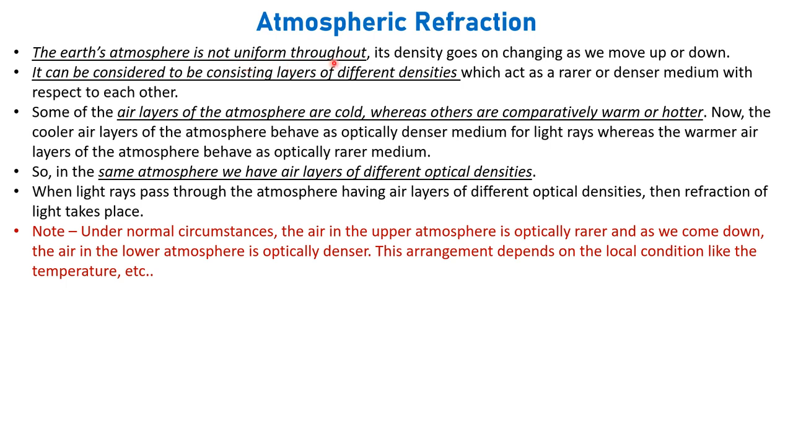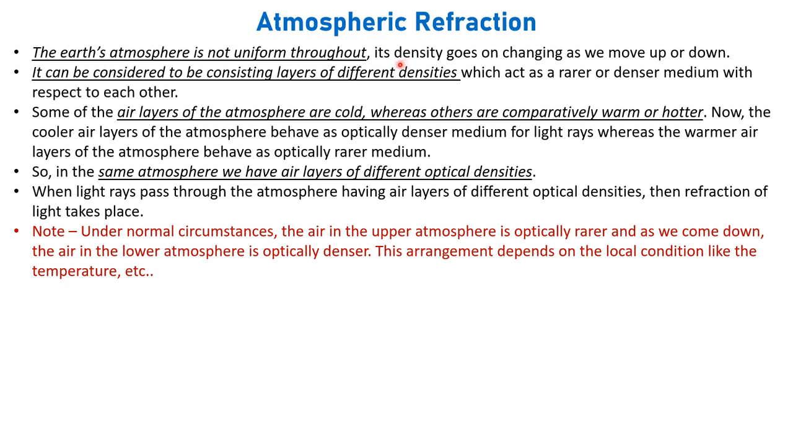What do we mean by uniform? It means the density of the atmosphere is changing, right? And why are we so interested in knowing the density? Because we are studying a phenomenon called refraction, and refraction definitely depends upon the density. And we know that our atmosphere is made up of different layers of air having different densities, isn't it?